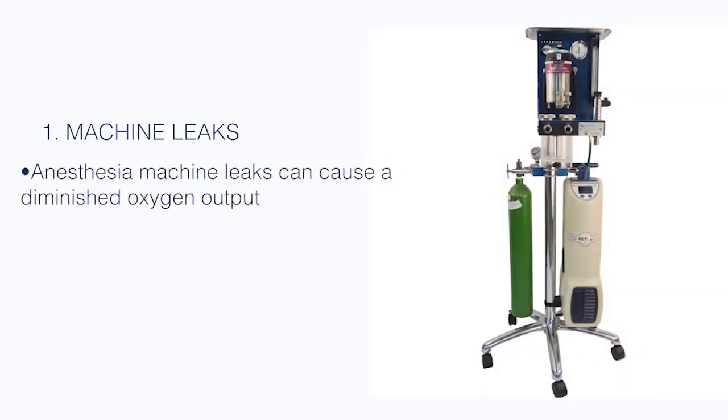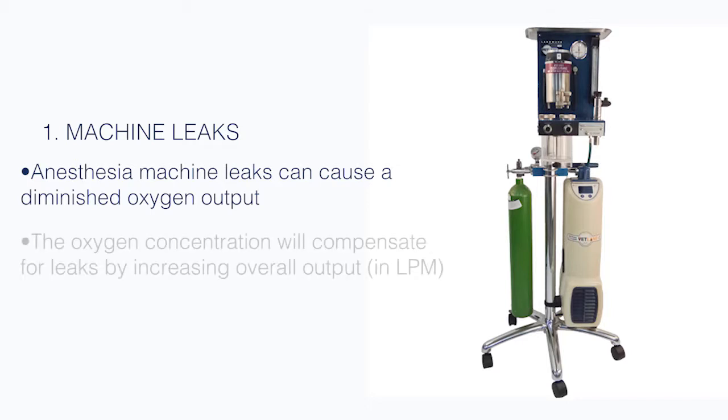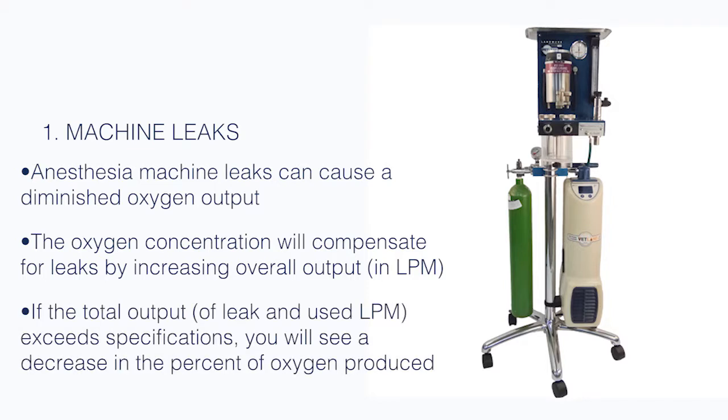Anesthesia machine leaks can cause a diminished oxygen output. The oxygen concentrator will compensate for leaks by increasing the overall liters per minute produced. If the total output of the leak and the used liters per minute exceeds manufacturer's specifications, you will see a decrease in oxygen percentage.